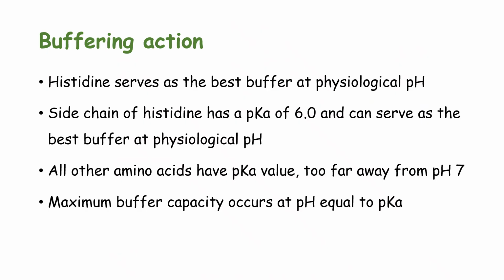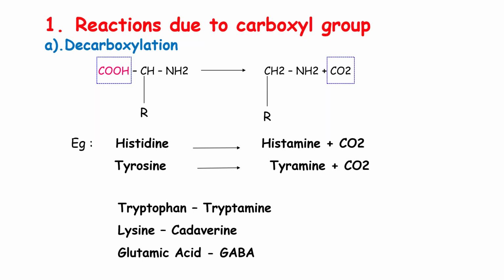Next, buffering action. In hemoglobin chemistry, I have told that histidine serves as the best buffer at physiological pH due to its pKa value being nearer to physiological pH, 6. All the other amino acids have pKa values far away from pH 7. So that's why mostly histidine serves as the buffer for hemoglobin at blood pH.